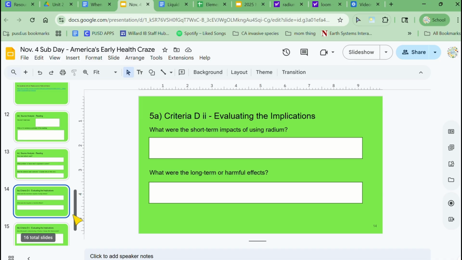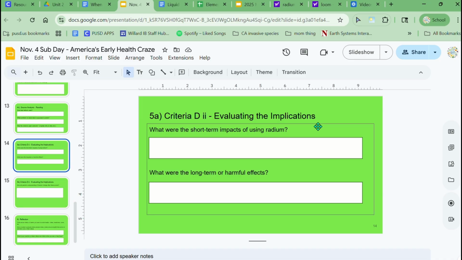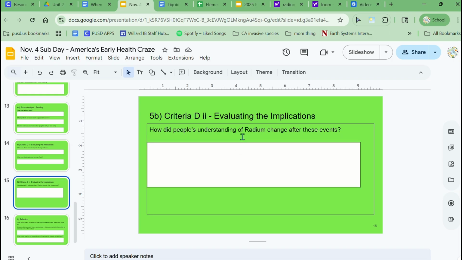Then, the next to last thing, you're going to think about what were the implications of how people used radium? What were the short-term impacts on people for using radium, and what were the long-term or harmful effects of using radium? And finally, how did people's understanding of radium change after the events that you read about and that you watched?